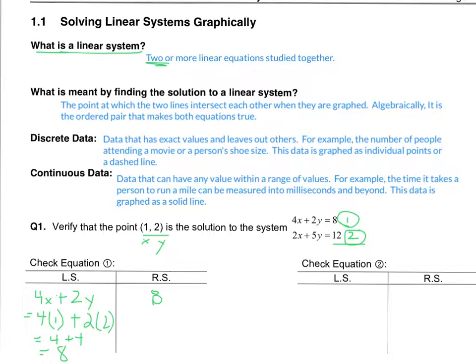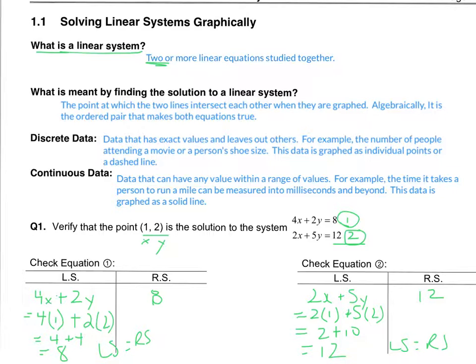We're going to do the same thing with the other equation and see if that 1, 2 is also a point on the second line. So we have 2x plus 5y, and on the right side we have the 12. Sub in our values. We've got 2 times 1 plus 5 times 2, and then we get 2 plus 10, which is 12. So the left side again equals the right side.